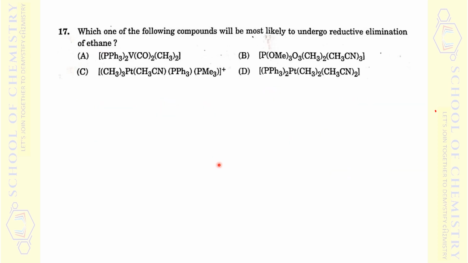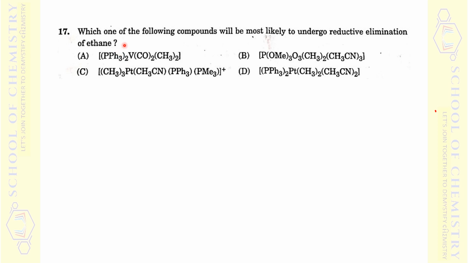The next question, a very interesting one. Which one of the following compounds will be most likely to undergo reductive elimination of ethane? Here, this phrase has a lot of importance: most likely to undergo reductive elimination of ethane. It simply means that reductive elimination possibility can be present in other complexes, but among these, which is most likely to undergo reductive elimination with elimination of ethane. Both facts we should consider.